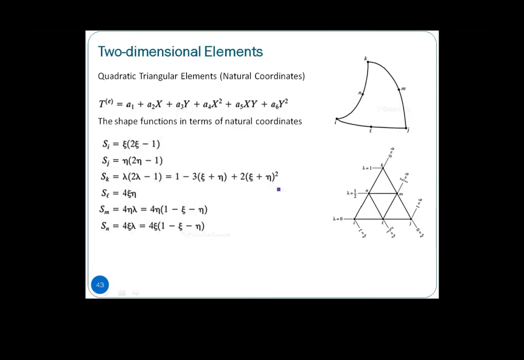Next will be quadratic triangular. Hold on.